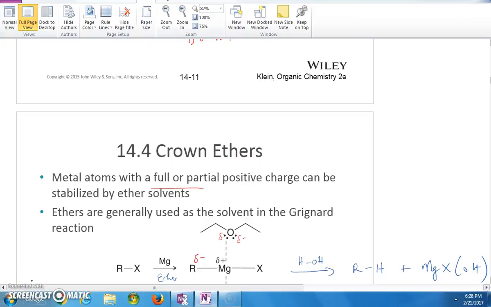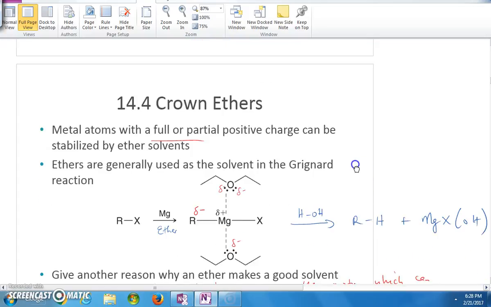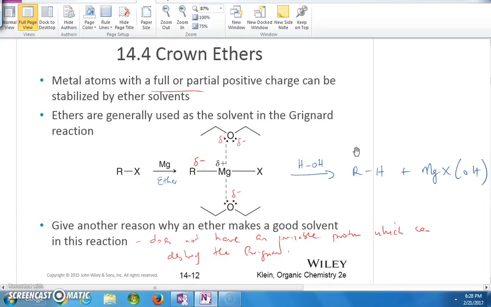So let's look at crown ethers, and we saw that metal atoms with a full or partial positive charge can be stabilized by ether solvents. And already we know the reason why. Because the ether is negatively polarized. It carries a negative dipole. As a result, it can interact with the magnesium metal and thereby stabilize it.